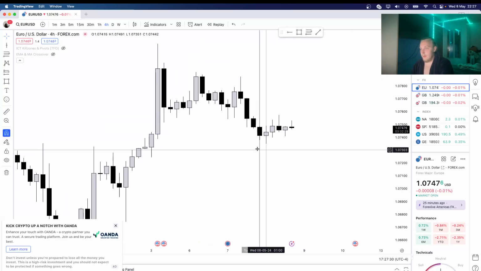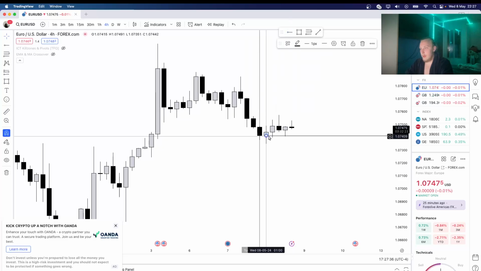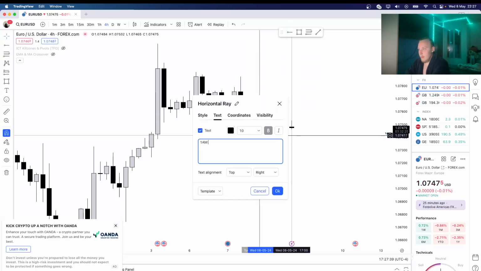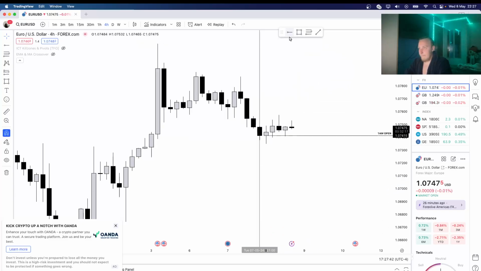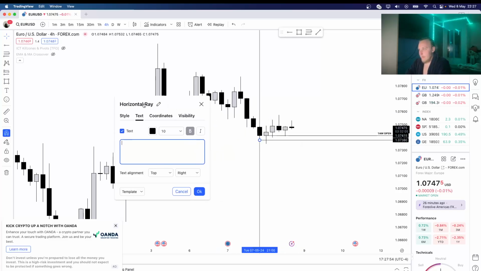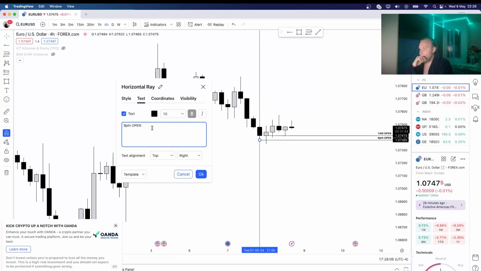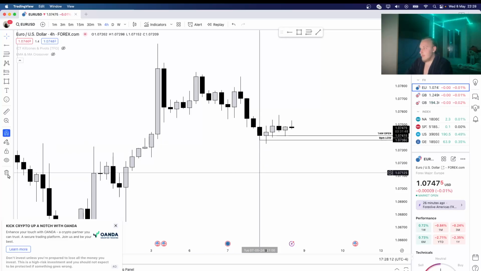So if we start with this 1 a.m. candle, we need to mark the open. So this would be 1 a.m. open. And we also need to mark the previous candle's low and high. So this is the previous, I'll just put 9 p.m. open. No, that's the 9 p.m. low. So right, I've just confused it.